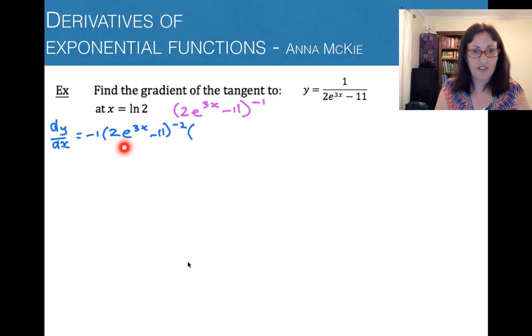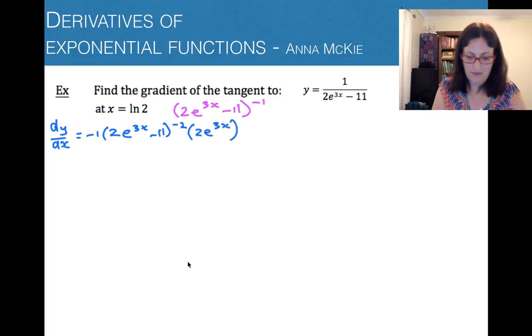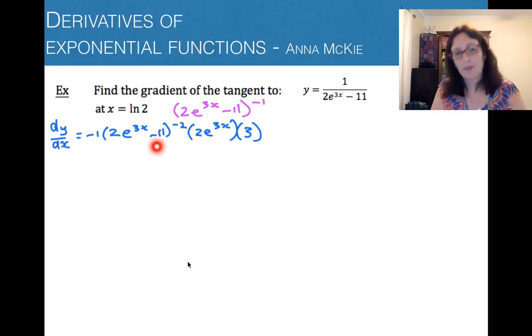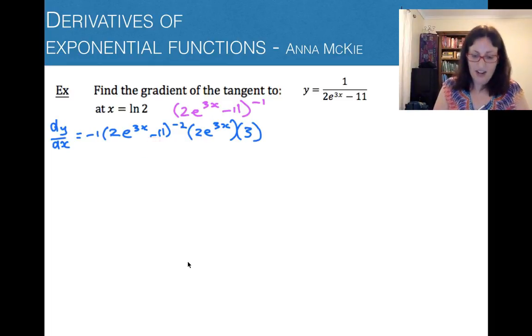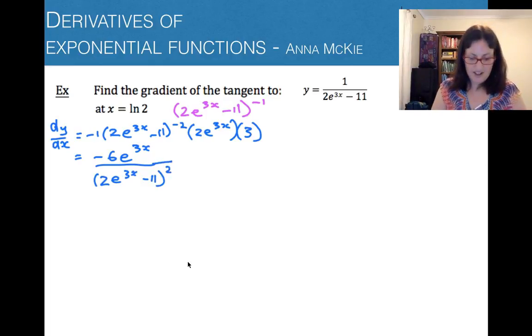So the derivative of this is you copy and paste 2e to the power of 3x, and now you differentiate the power to get 3. And then differentiate the rest of that bracket, but that just becomes 0. All right, let's tidy that up. So thinking about what would be part of the numerator, this -1, and these parts here will be on the numerator, and the negative power goes to the denominator. All right, so there's our derivative.